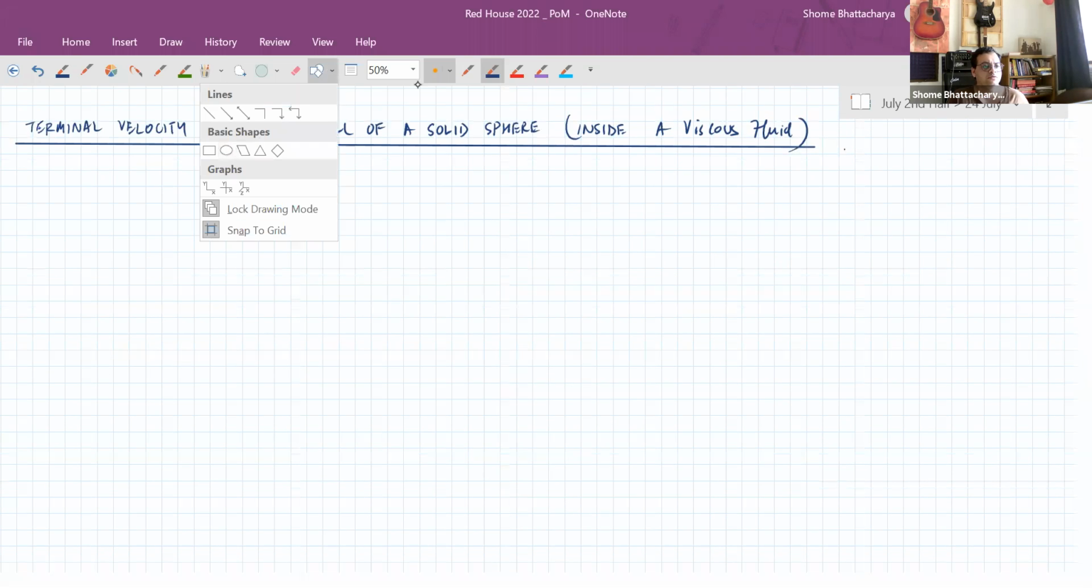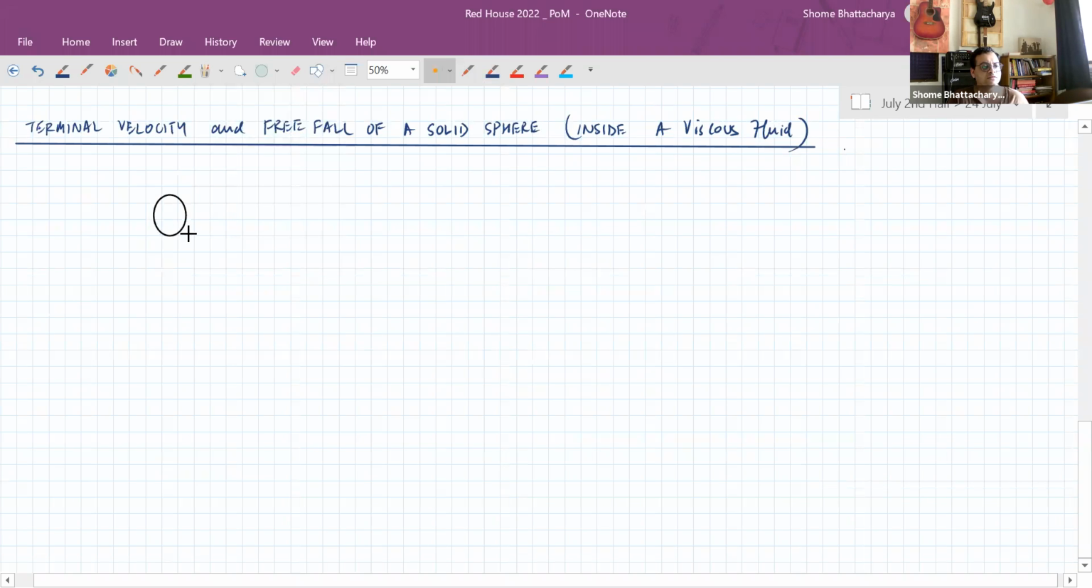So let's say at time t equal to 0, we have just released from rest a solid spherical body. It's made of homogeneous or isotropic material, so it has a uniform density. So this is a solid sphere of radius, say r, and uniform density rho s. So mass m is density of the solid into 4 by 3 pi r cube.